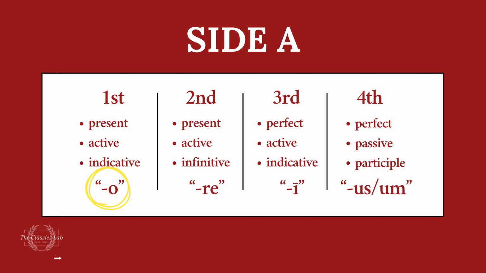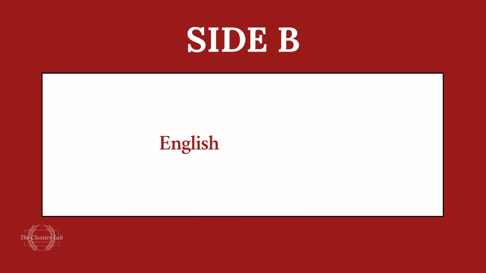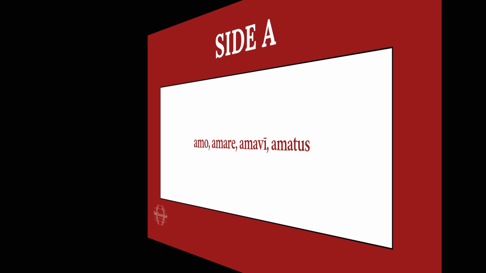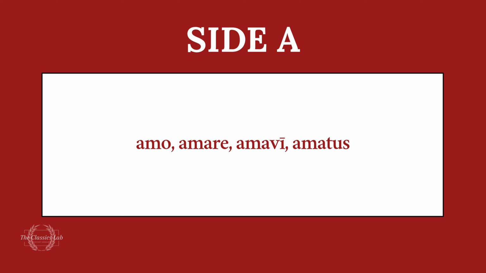And most of them will follow this pattern. But Latin loves to be irregular, so there are irregular verbs that do not follow this pattern. The opposite side of your flashcard will have the English translations. If a verb has more than one translation, then I always recommend writing down at least 3 to 5 different meanings of this word. Now let's see what this actually looks like on a flashcard.